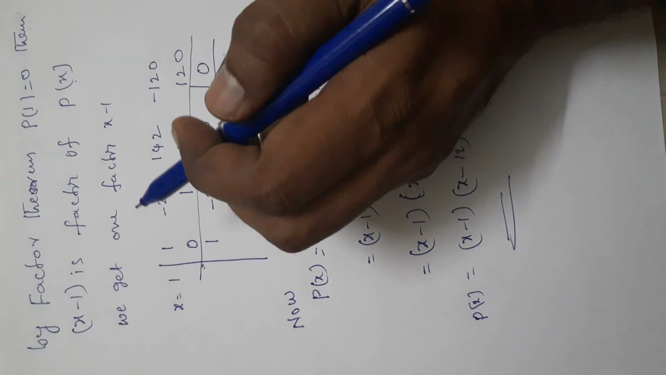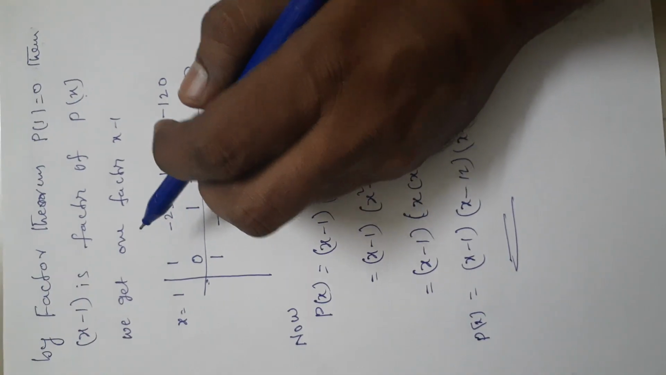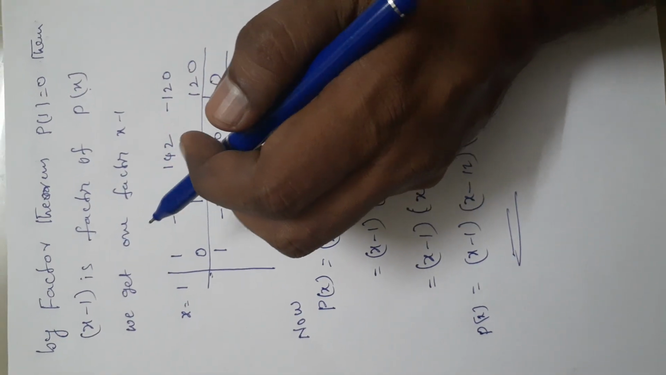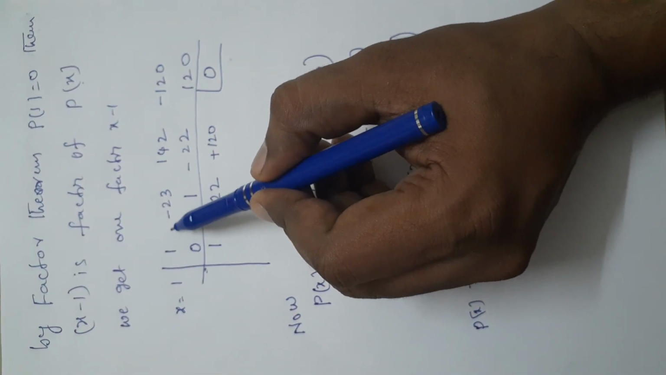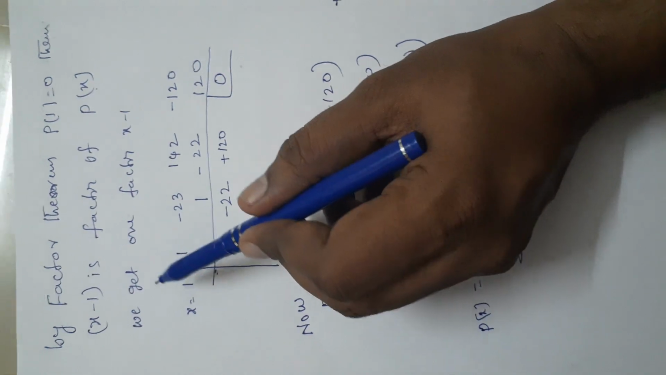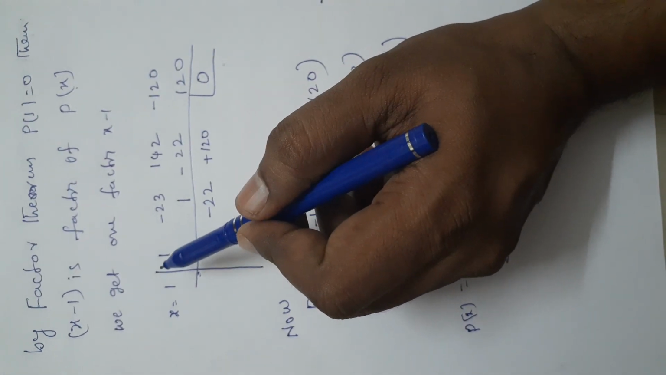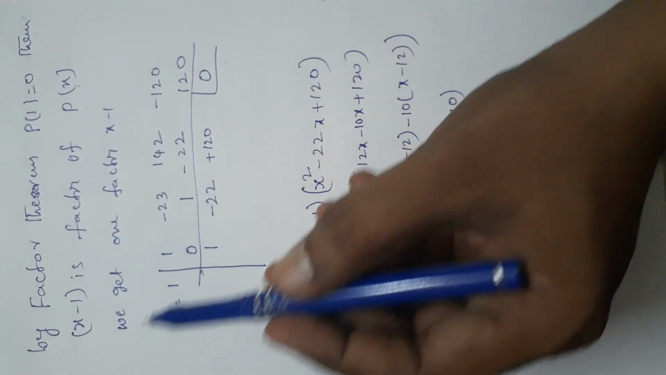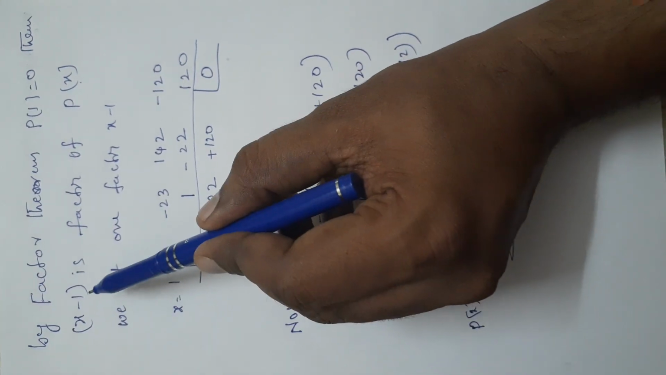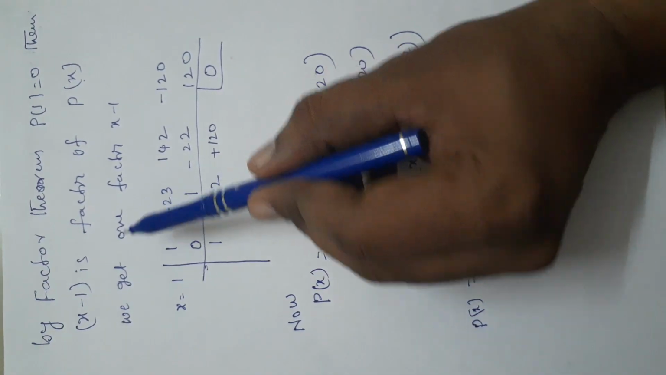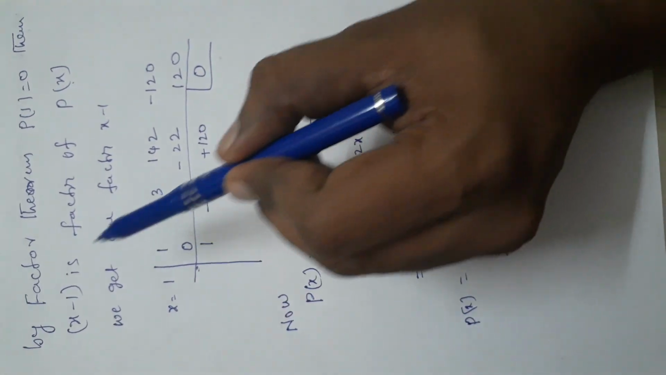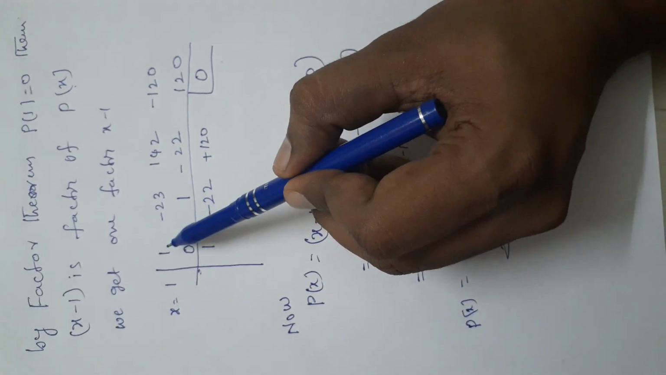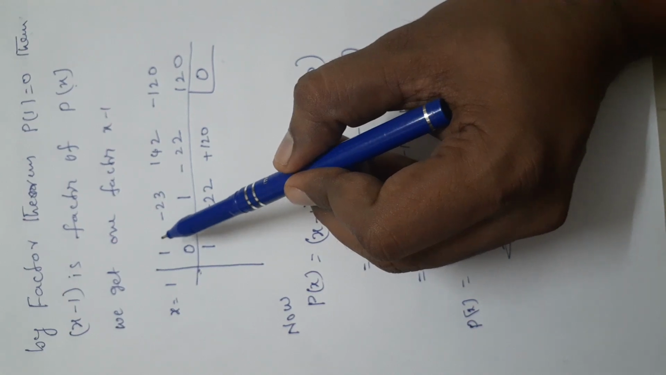Now here I am explaining a new method called synthetic division. This synthetic division is different from the NCERT book, but it is very easy to factorize cubic polynomials by using one factor. So let us listen carefully. x minus 1 is one of the factors, so let us take x equal to 1. First, write the coefficients of all the terms.